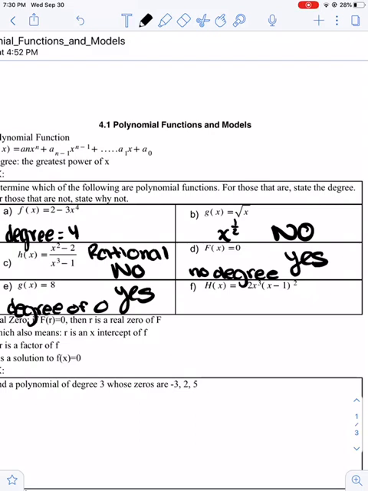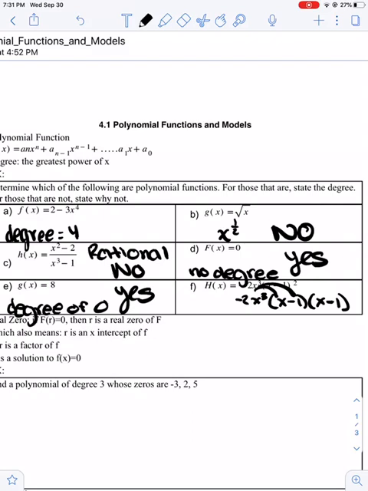Lastly, we have this negative 2x cubed times x minus 1 squared. To determine your degree, you need to have a single polynomial instead of things being multiplied to each other. So let's start expanding this. I'm going to start with rewriting it as negative 2x cubed times x minus 1 times x minus 1. You rewrite x minus 1 squared by multiplying it by itself twice. So let's start expanding this and FOILing.